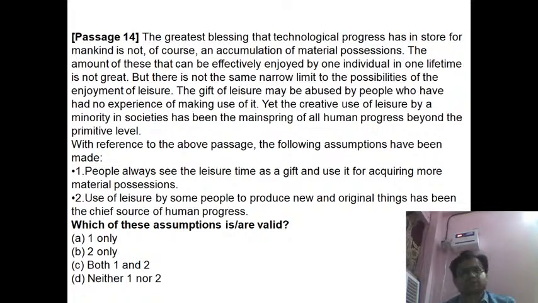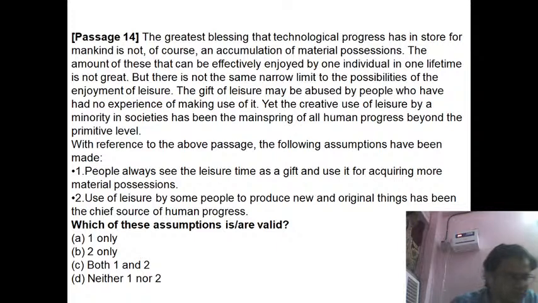The greatest blessing that technological progress has in store for mankind is not, of course, an accumulation of material possessions. The amount of these that can be effectively enjoyed by one individual in one lifetime is not great, but there is not the same narrow limit to the possibilities of the enjoyment of leisure. The gift of leisure may be abused by people who have had no experience of making use of it. Yet, the creative use of leisure by a minority in societies has been the mainspring of all human progress beyond the prudent level. With reference to the above passage, the following assumptions have been made.